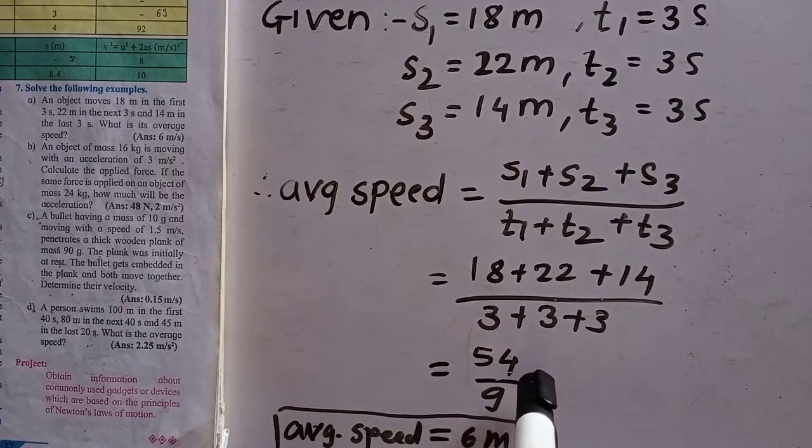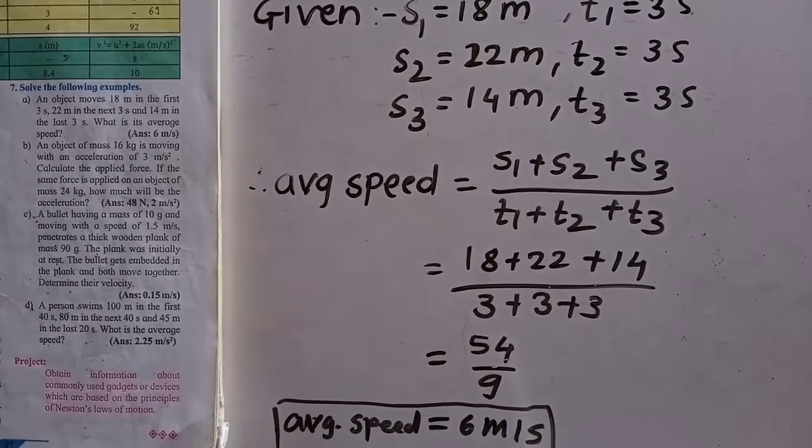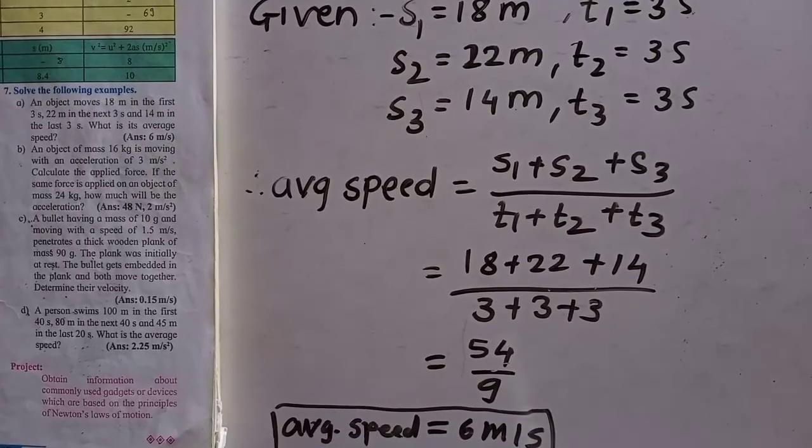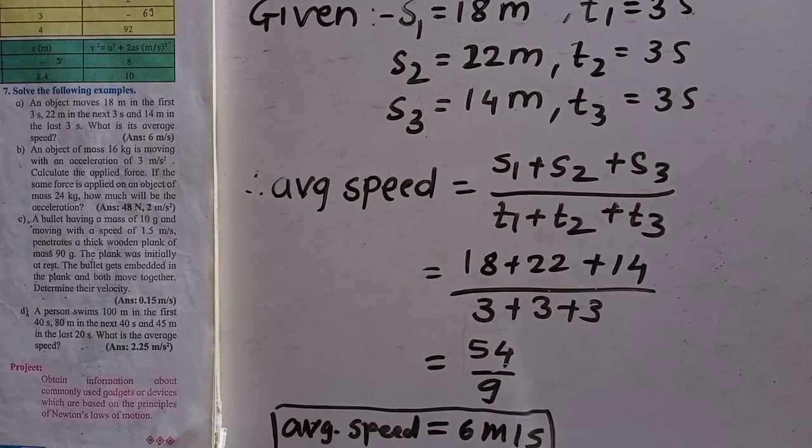Therefore average speed is equal to 54 by 9, that is 6 meter per second. So average speed is what? 6 meter per second. So answer of first question is 6 meter per second. Are you getting me, class?